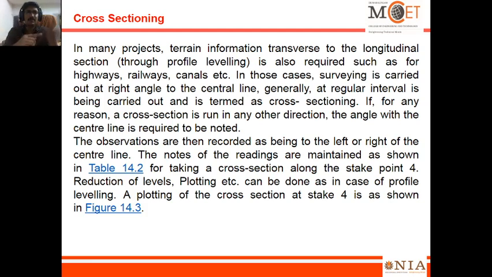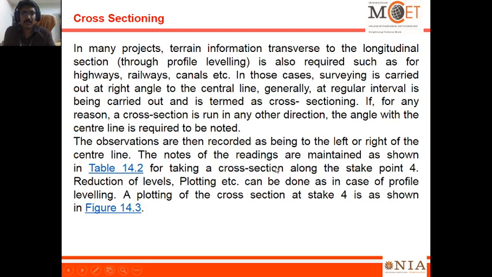But in the cross section, along the center line of the road, on both the left and right of the road, we need to take the readings. If the road is broader, on the left side we may have 3 points, and here 3 points. If it is a smaller road, we may have 2 or 1, right, based on the width of the road. So the observations are recorded as being to the left or right of the center line. The notes of the readings are maintained as shown. Here a sample table was shown.